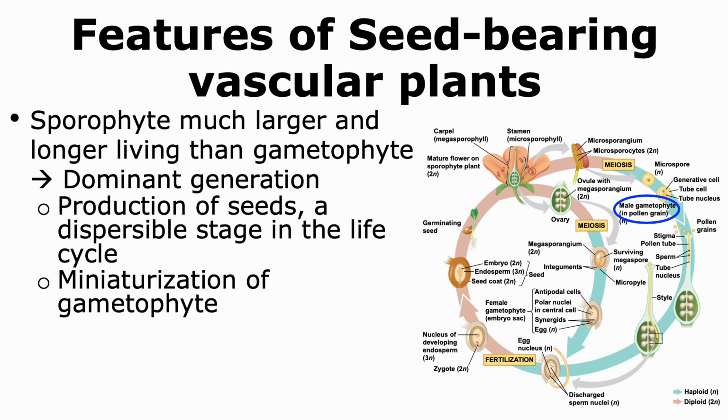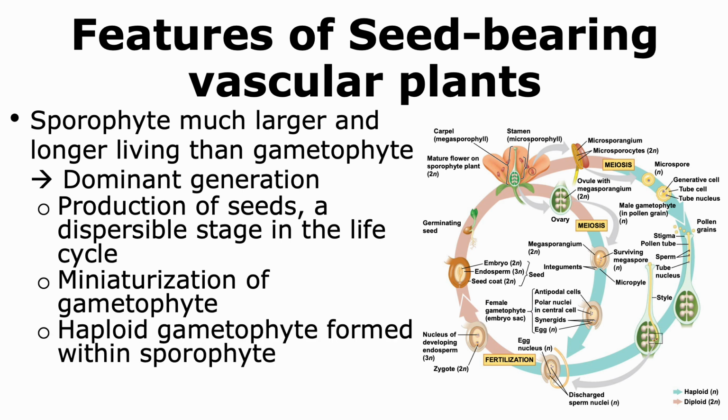Similarly, when we look at the female gametophyte, they are made in the ovules, which are present in the ovary, which in turn is present in the carpel of the flower. Within the ovule, the female gametophyte is formed in the form of an embryo sac. Thus, we can see that both the male and female gametophyte are much smaller as compared to the entire plant. This is what we mean by miniaturization of the gametophyte.